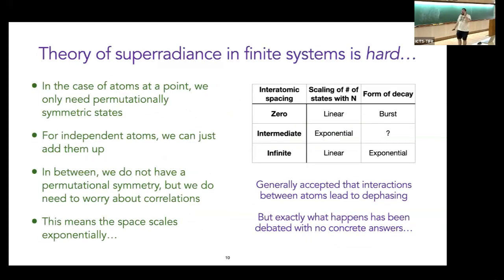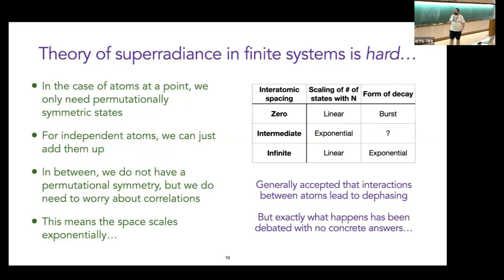Okay, and so dealing with this spin model for large numbers of atoms runs into a problem that I guess is very, very familiar to everyone in this audience, which is the problem of many body physics in general: your Hilbert space scales exponentially. Okay, so when I had everything at a point, I only needed those permutationally symmetric states, which scales linearly in the number of atoms, and I know exactly what's going to happen. If they're all independent, then I am just adding things up. There's no correlations. I don't need to worry about the full density matrix. Again, it's easy. In this intermediate regime, I am still generating correlations between my atoms, okay? But there's not any symmetry which lets me greatly simplify the problem.